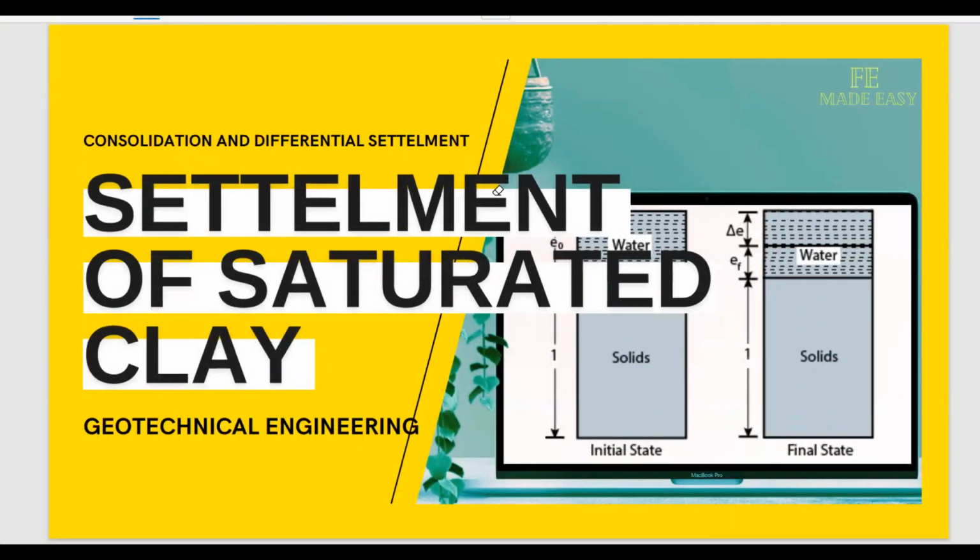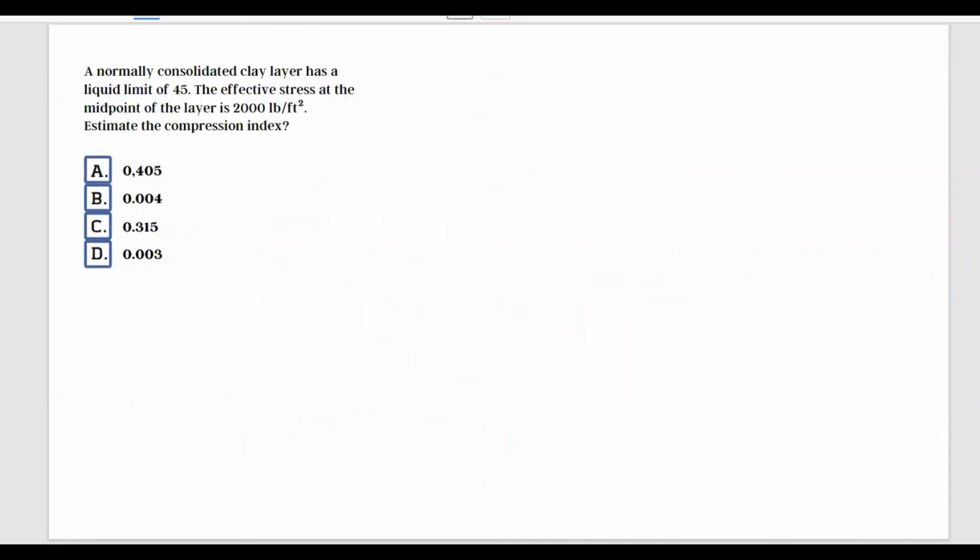Today we're going to talk about the settlement of saturated clay. A normally consolidated clay layer has a liquid limit of 45. The effective stress at the midpoint of the layer is 2,000 pounds per square feet. Estimate the compression index.